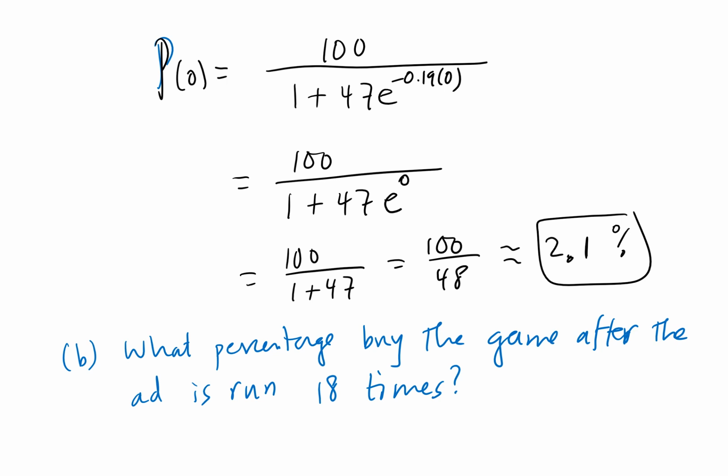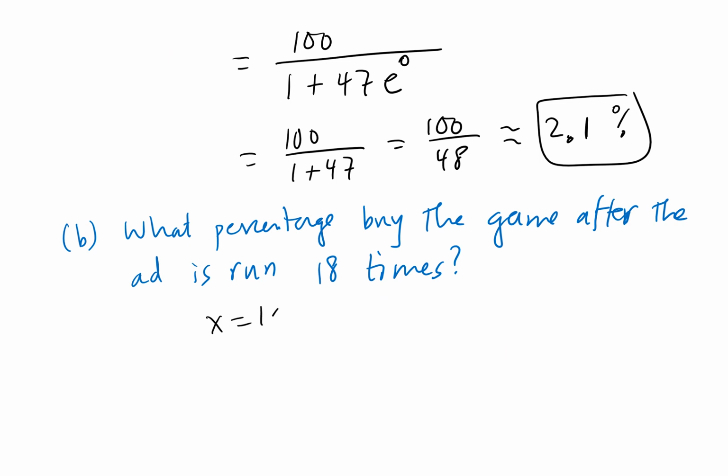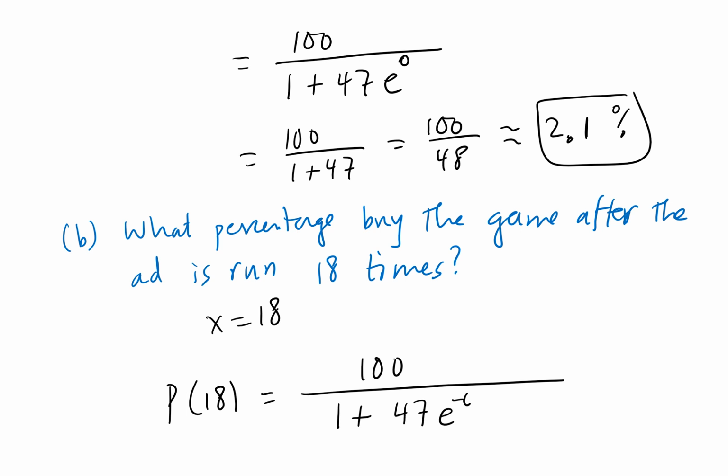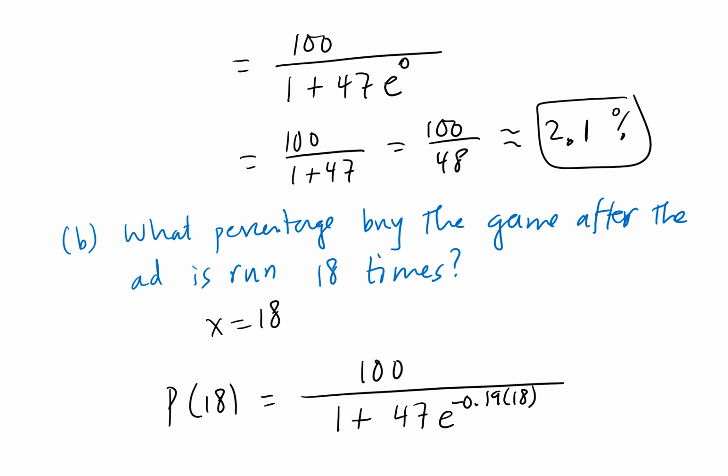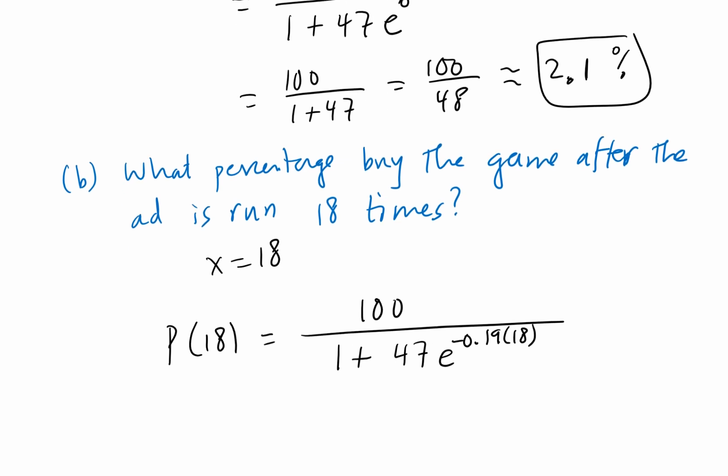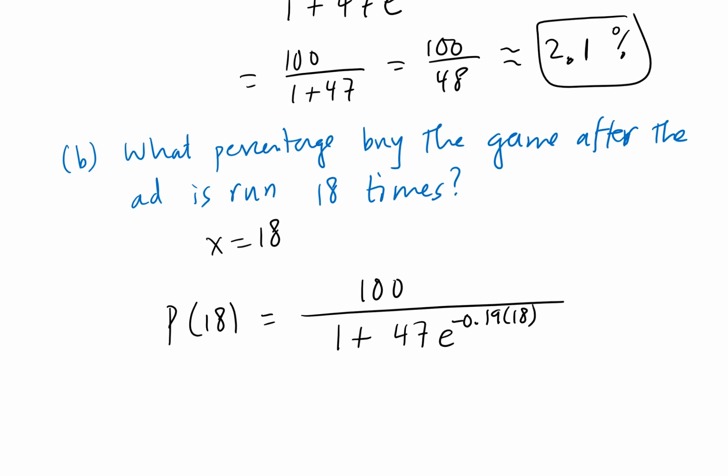Eighteen times, this means X is 18. So we need to find P of 18, which is 100 over 1 plus 47e to the negative 0.19 times 18, substituting X equals 18. I strongly encourage you to put this into the calculator and see if you get the same number as mine, 39.4%.